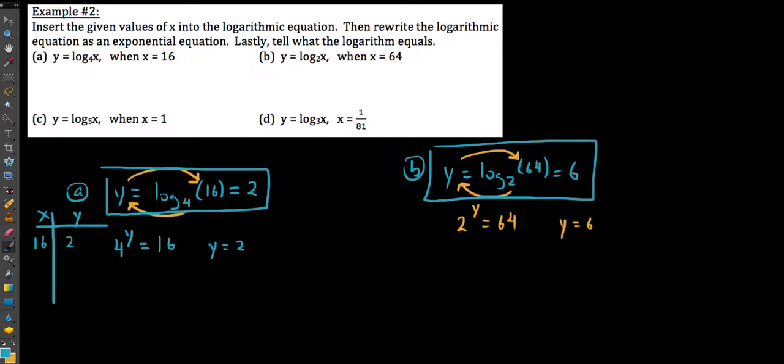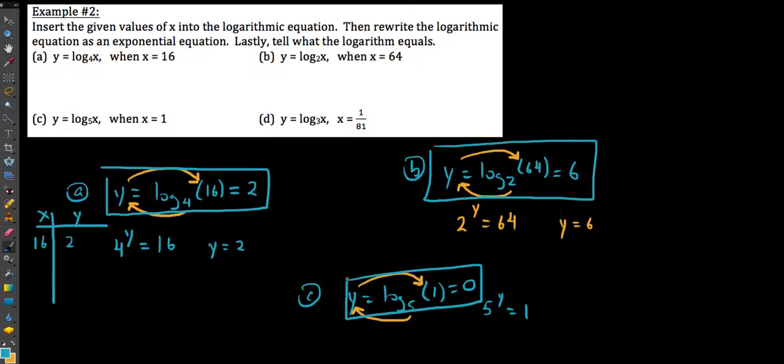So for our last two expressions, letter C says y equals log base 5 of x, where x equals 1. This is one of my favorite logs to evaluate, the log of 1, and we're going to see why. As we rewrite this into exponential form, we ask, what could I raise 5 to the power of to get 1? The only reasonable answer is that I must have raised it to the 0 power, because anything to the 0 power besides 0 itself is 1.